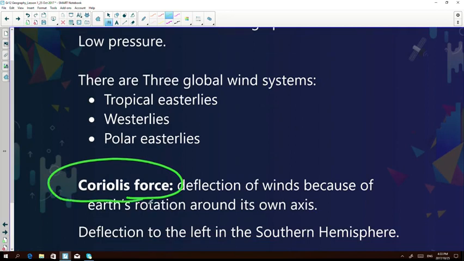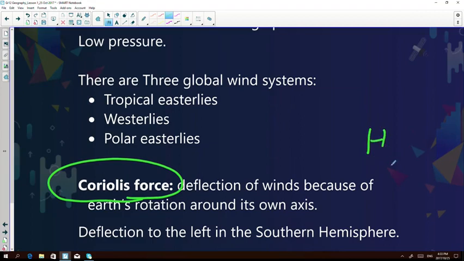Now what is Coriolis force? It's the deflection of the winds by the Earth's rotation around its own axis. Now the simple rule of thumb is, if you stand with your back to the wind in the southern hemisphere, the wind will deflect to your left. When you stand with your back to the wind in the northern hemisphere, the wind will deflect to your right.